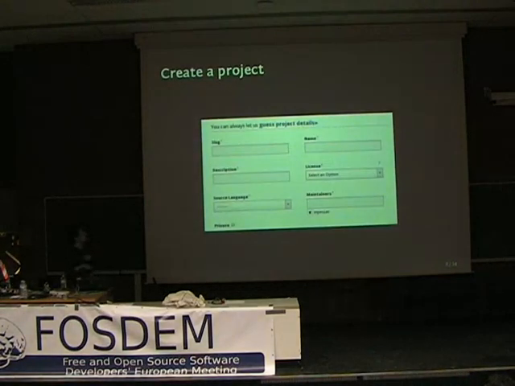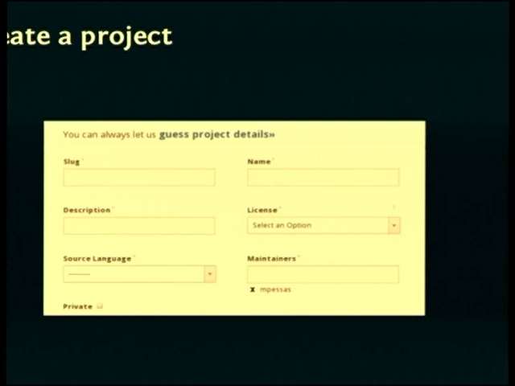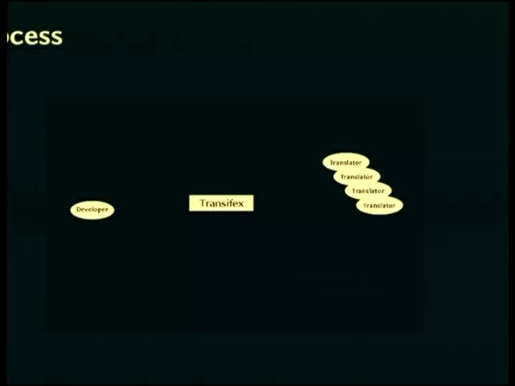Anyway, for translators, the whole process is very easy. First of all, you create a new project. You set up the slug, the name of the project, a small description, and you choose the source language. The source language is the language that is used in your source code. I guess mostly English for us. Anyway, as soon as you create your project, the whole process of managing the translations is quite simple.